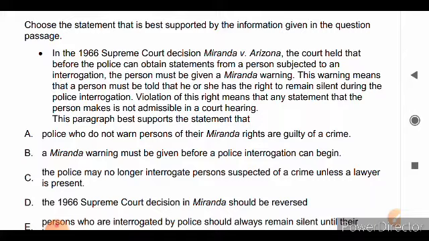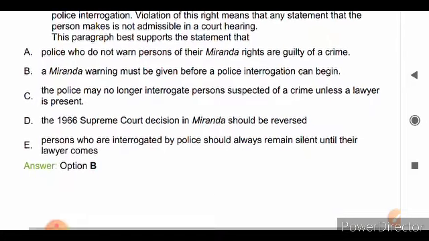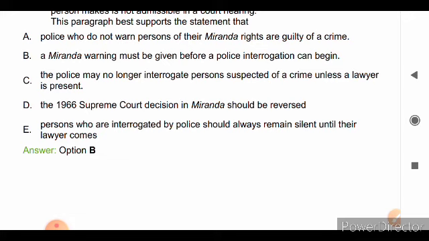Violation of this right means that any statement that the person makes is not admissible in a court hearing. This paragraph best supports the statement that option A is: police who do not warn persons of their Miranda rights are guilty of a crime.